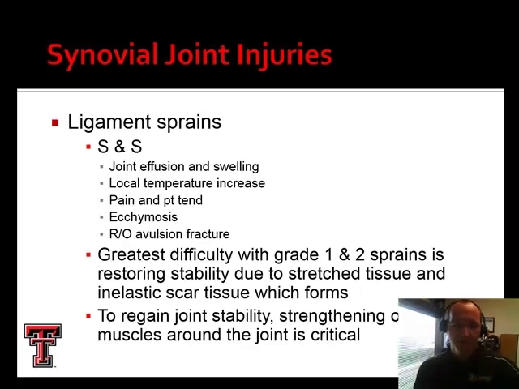The biggest difficulty with minor sprains, grade 1, grade 2 sprain, is restoring stability after the injury, after they've recovered, because the tissue's stretched out and then we end up with inelastic scar tissue. So to get stability, we've got to add strength to the dynamic stabilizers. Ligaments are what are referred to as static stabilizers. They don't change, and if they're stretched, we can't contract them. They're pretty much left elongated unless we have surgery. Whereas a muscle is a dynamic stabilizer, where added strength, particularly added strength and added motor control, can add a lot of stability to supplement that loss of static strength or static stability.